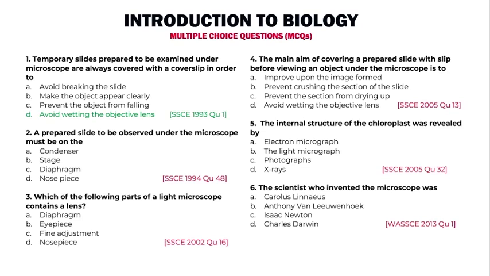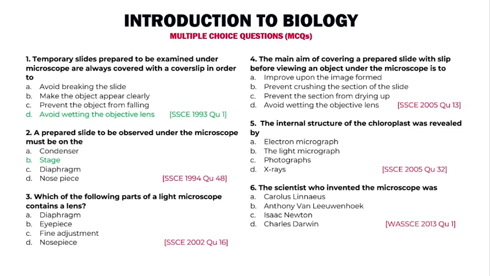Question number 2. A prepared slide to be observed under the microscope must be on the, this is an obvious question on a microscope. So when you prepare a slide, you need to put it onto the stage or mount it onto the stage. Use the clip holder to hold it onto the stage firmly before you can be able to observe using the objective lens.